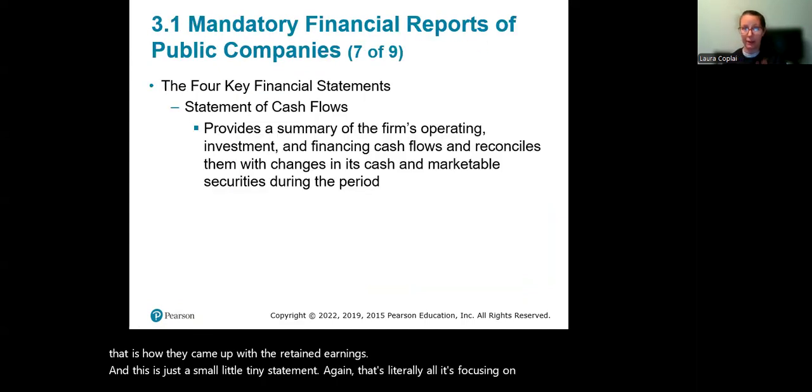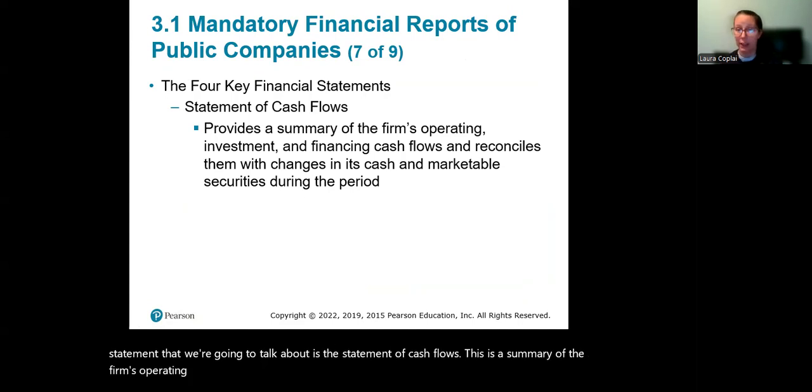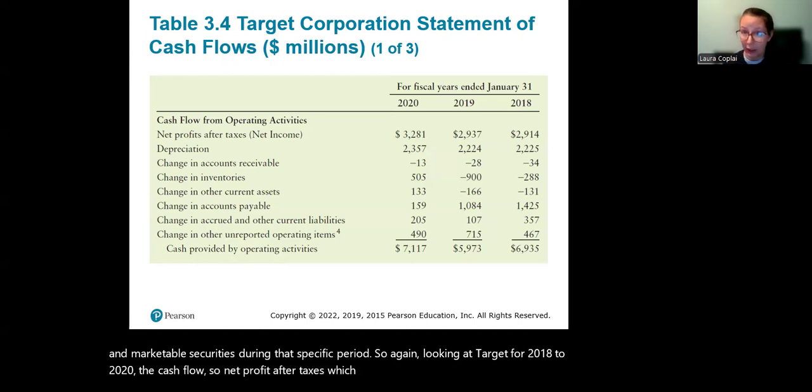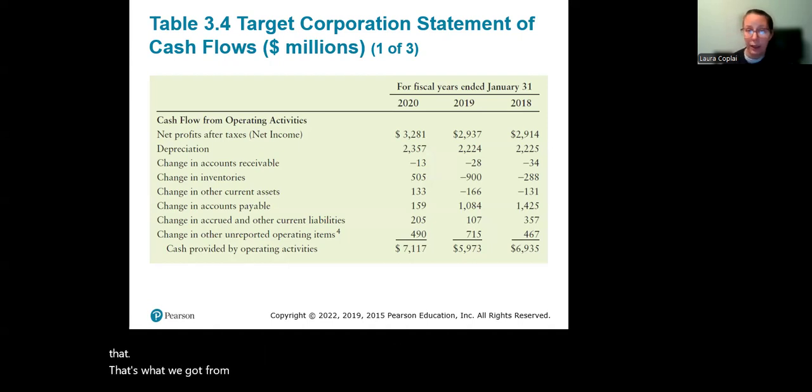And the last statement that we're going to talk about is the statement of cash flows. This is a summary of the firm's operating, investment, and financing cash flows and reconciles them with changes in cash and marketable securities during that specific period. So again, looking at Target for 2018 to 2020, the cash flow. Net profit after taxes, which is also known as our net income. You'll see that there. That's what we got from the income statement.